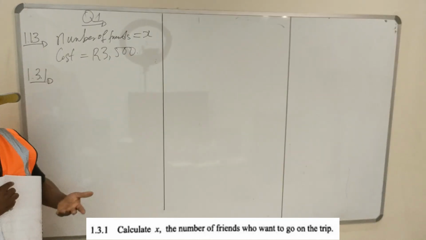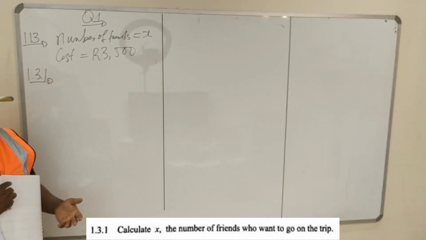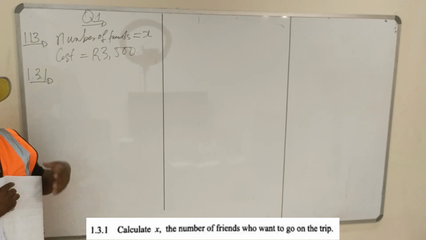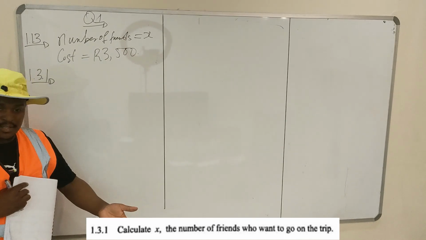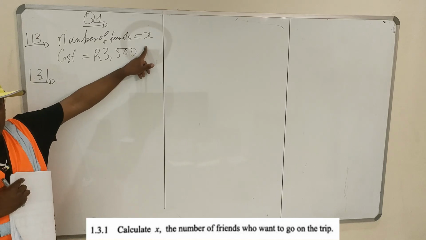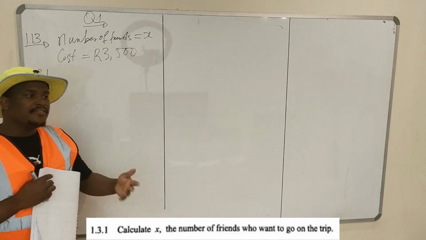How much should they pay in total in order to go on the trip? What is the total amount they have to pay for the taxi? 3,500. Do you understand? Yes. Okay.